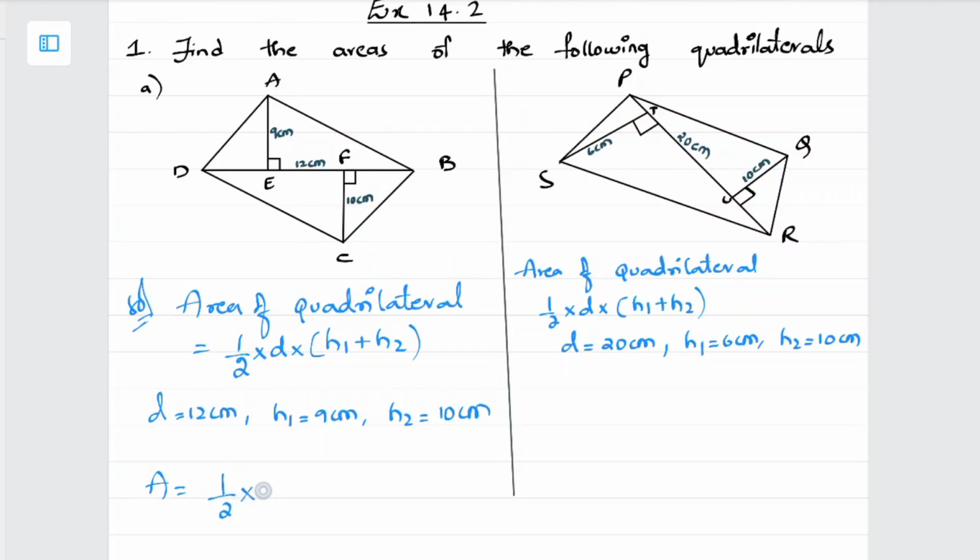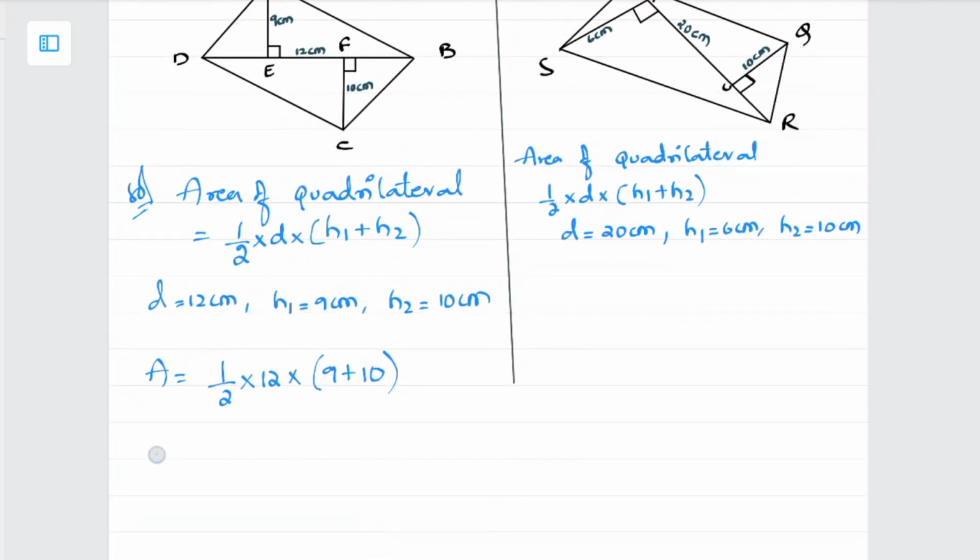So half into 12 into 9 plus 10. Okay, so area will be equal to, instead of writing half, can we cancel this? 2 sixes are 12, so 6 into, simple calculation, 9 plus 10 is 19. So 19 into 6 is 114 centimeters square. You have to mention square.